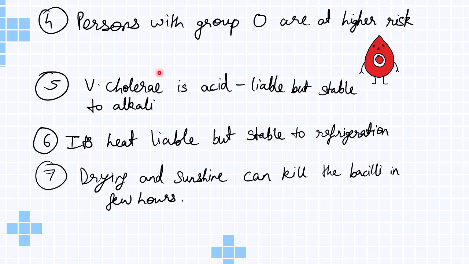Vibrio cholerae is acid labile but remains stable in alkaline conditions. It is also heat labile, although it survives well under refrigeration. Drying and direct sunlight can destroy the organism within a few hours.